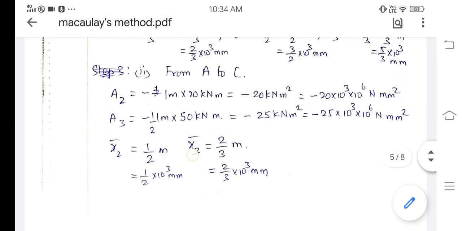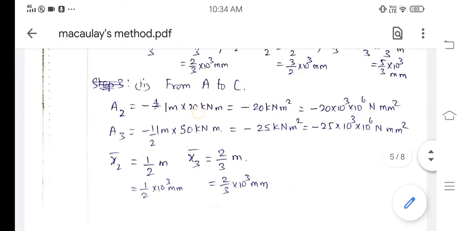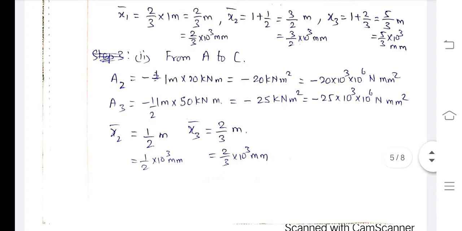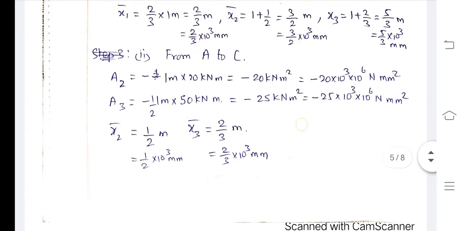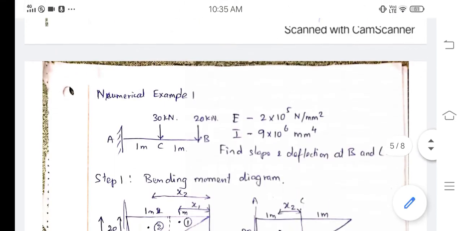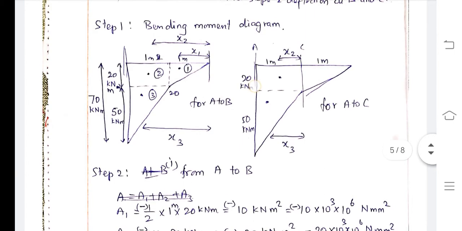Then this is for the area between A and C. So area 2 is the same, area 3 is the same, only the x bar will change. For this A to C, x2 and x3, you can see that between A and C.